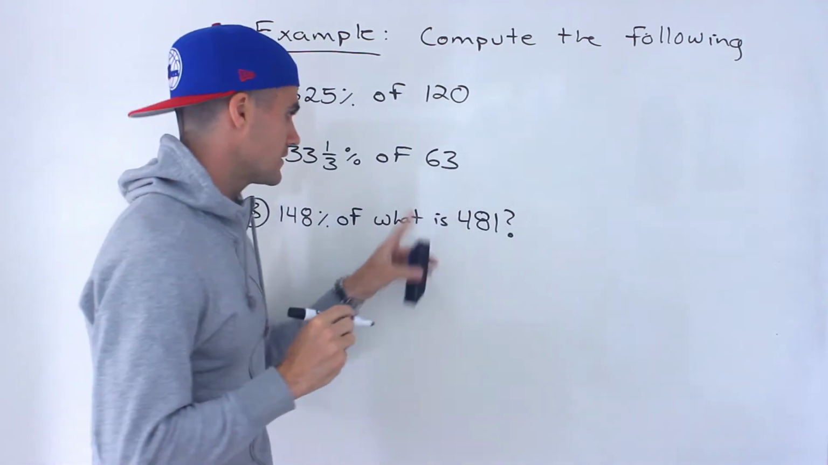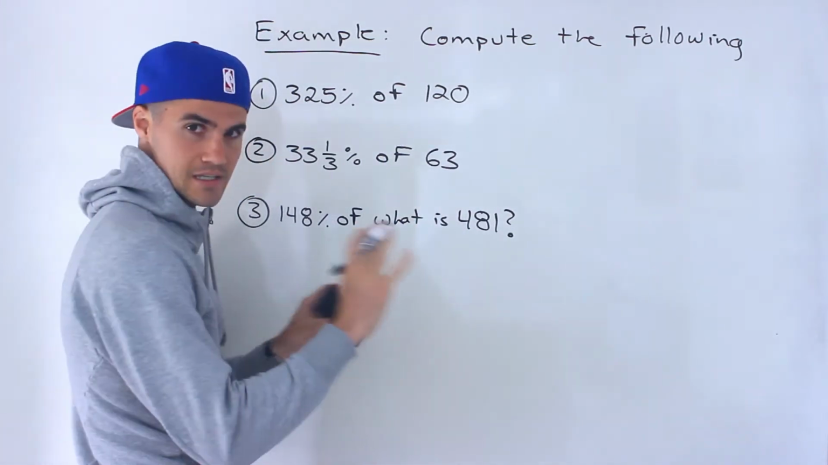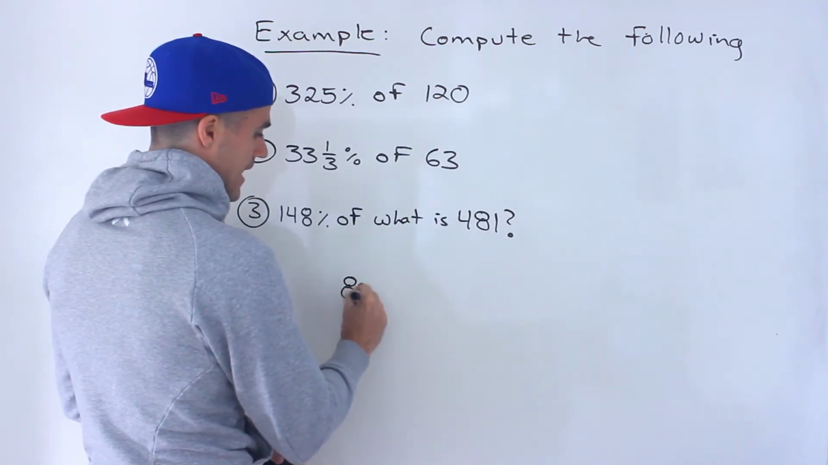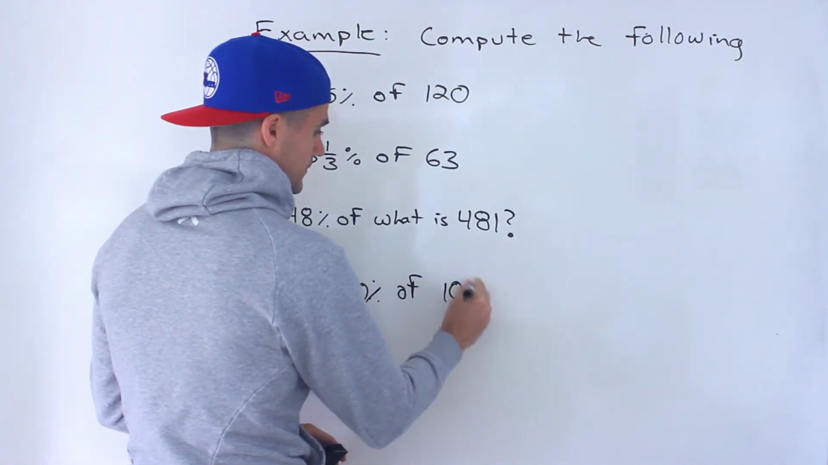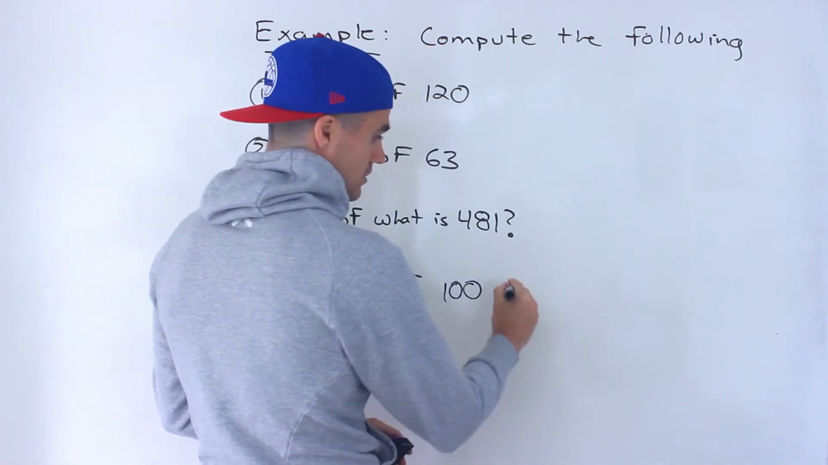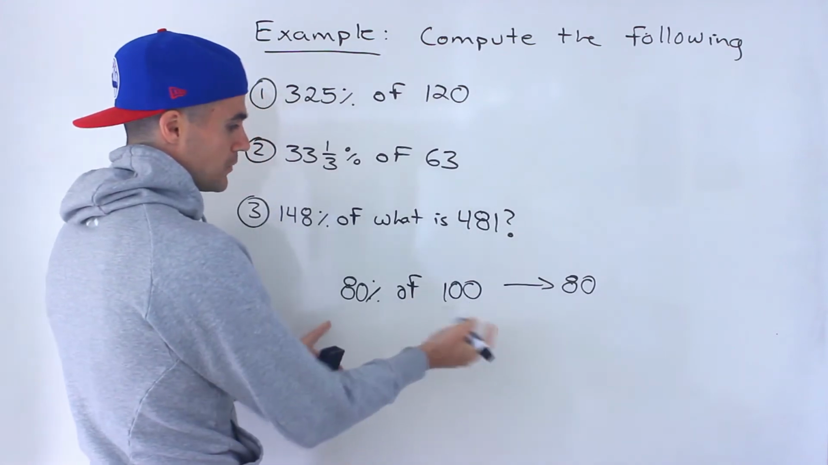Now, actually, before we get into these questions, I'm going to bring up a simpler question just so you could see how the process is broken down. So let's say we're asked, what is 80% of 100? And we know 80% of 100, the answer to that is obviously 80. But how do we get there?